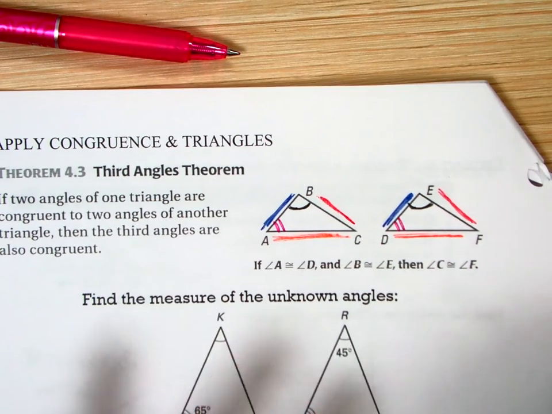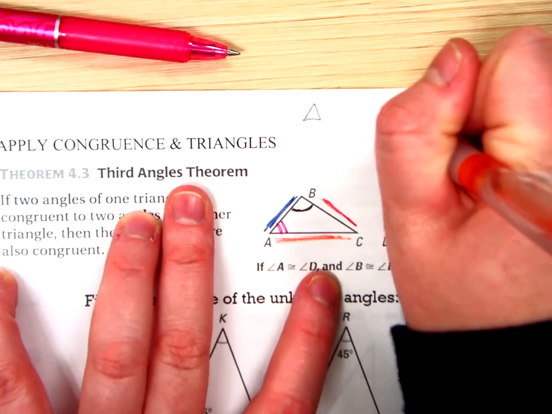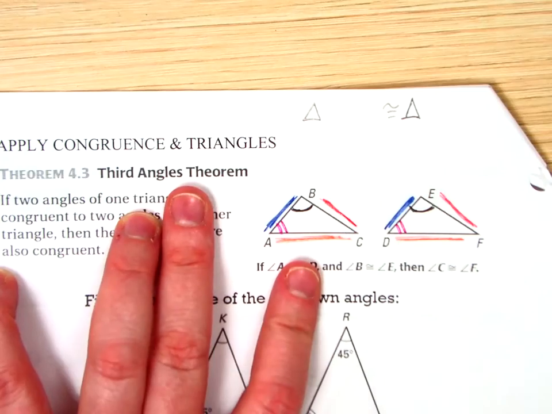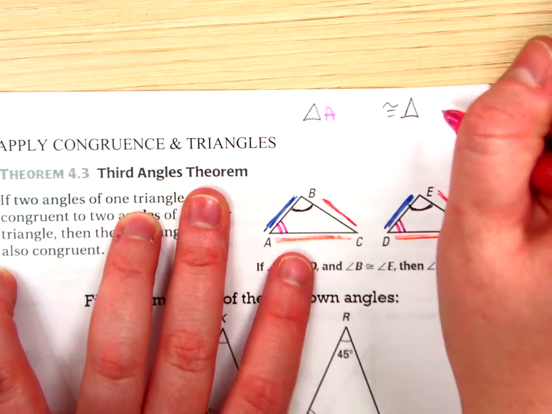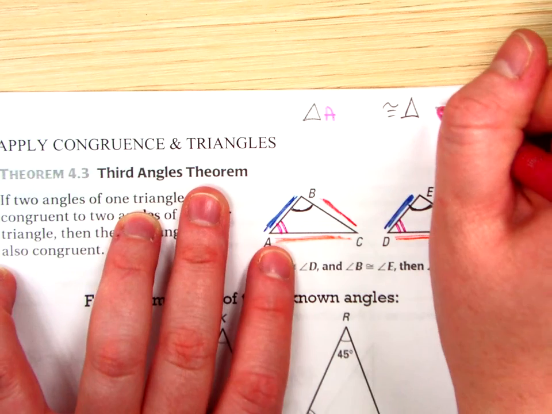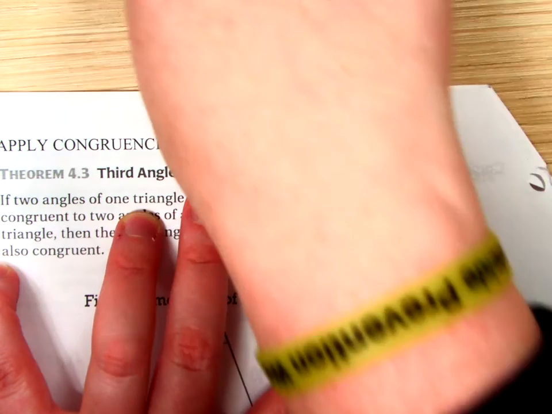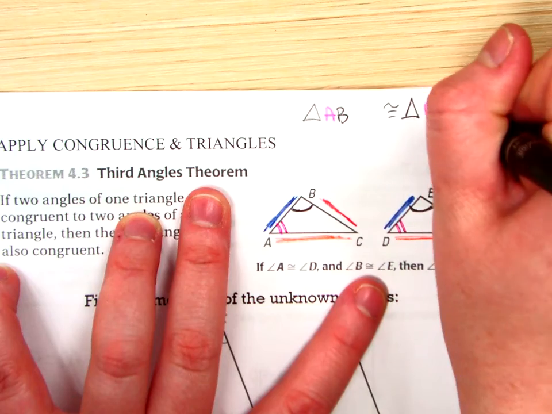So first thing I have is triangle ABC is congruent to triangle DEF. So based on colorings and everything else, that's what I'm going to do this based off. Angle A goes to angle D because they're in the same corresponding locations. B goes to the same spot as E.